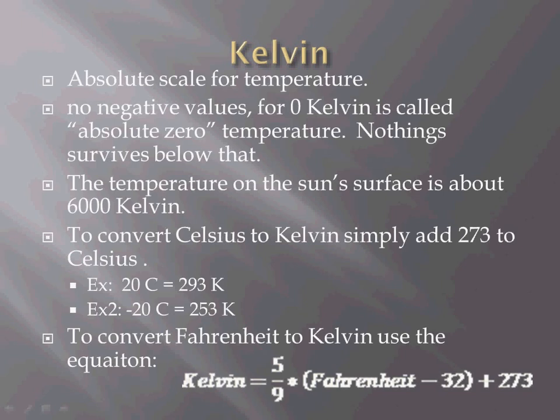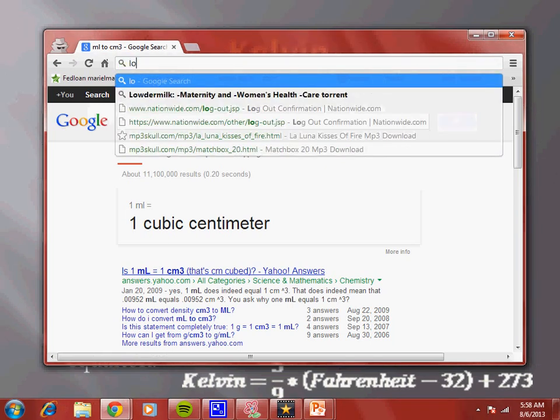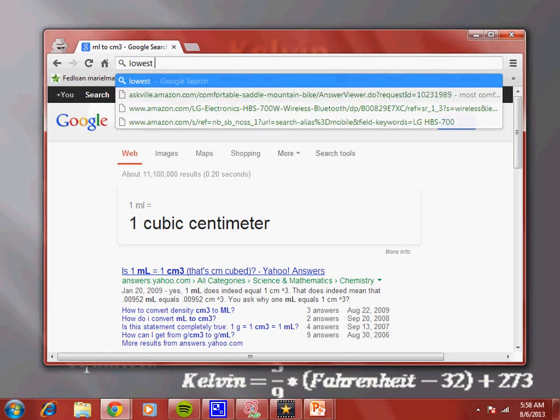And then I want to talk about Kelvin pretty quick. Please write all of this down. Kelvin is the absolute scale for temperature. The nice thing about Kelvin is that it does not have any negative values, meaning that nothing can get below 0. Also, on this planet at least, the lowest temperature we ever got, I believe, was 2 Kelvin or something like this.